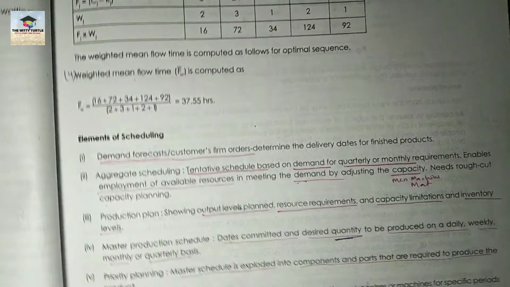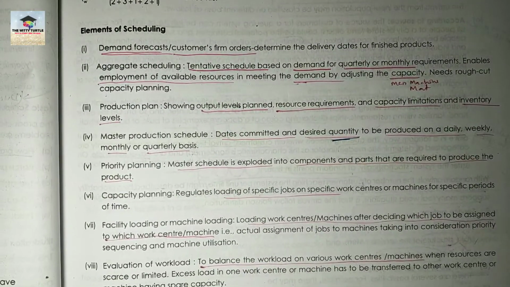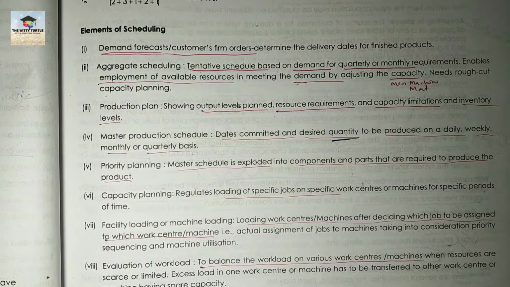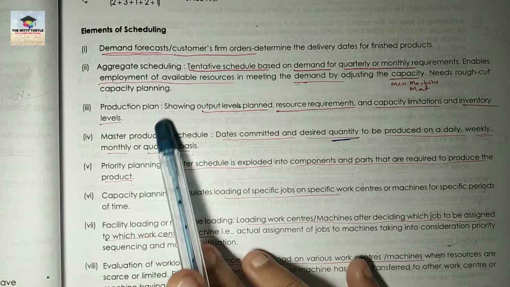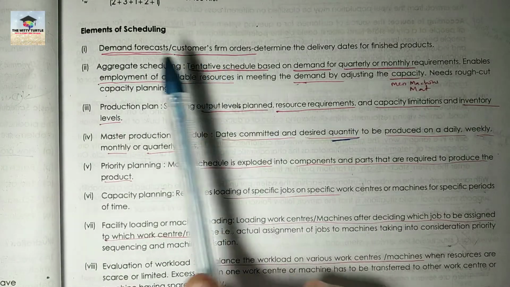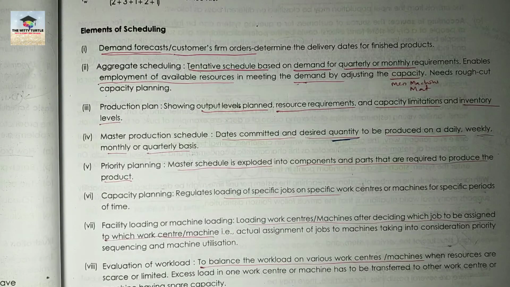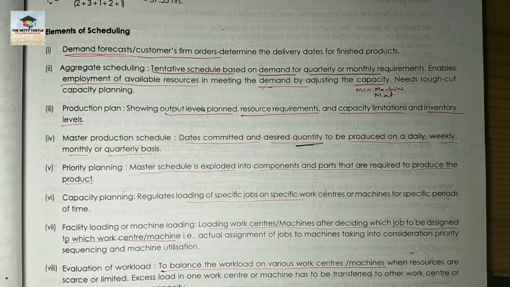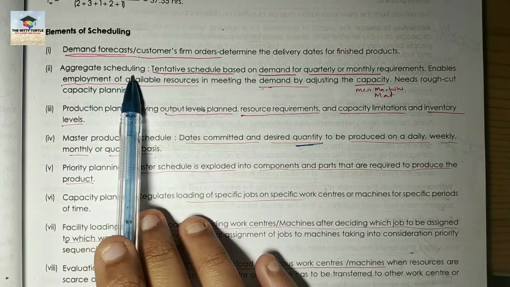Now here in the book, another thing has been given, that is your elements of scheduling. What are the aspects or the ingredients by looking at which you generally prepare your schedule? Obviously, the first one is customers' firm orders or your demand forecast, right? First, you have to know what the orders are and how much quantity you have to produce, what will be the quality, where will it be produced, right? Then again, your aggregate scheduling.